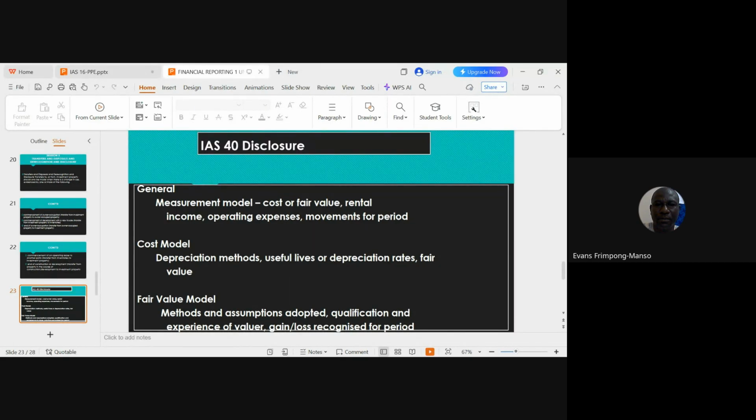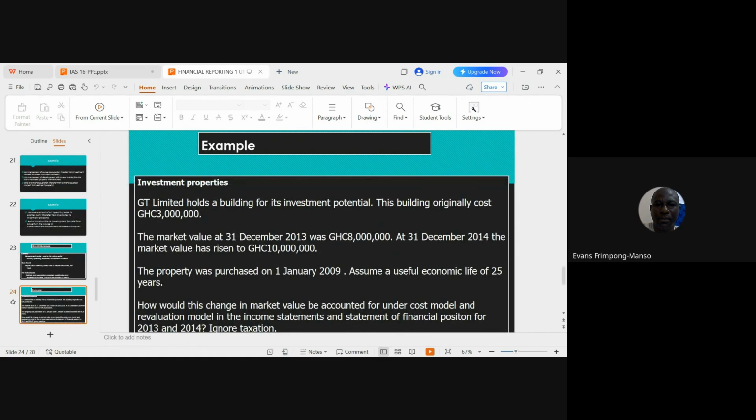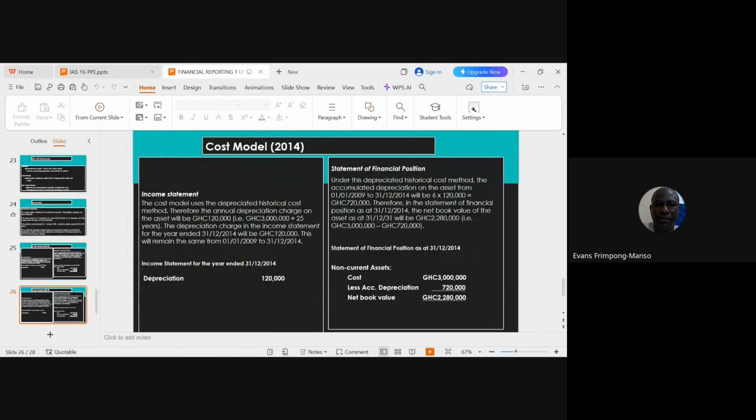For instance, on the general information, you can talk about the measurement model, whether you are using the cost model or the fair value model. If you are using the cost model, what information should you show? The depreciation methods, the useful life, or the depreciation rate. If you are using the fair value model, what information should you disclose? So these are what you need to know. And I've given you an example there. The example will help you to understand it.